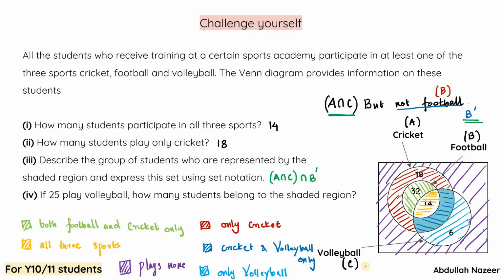And for the final question, if 25 play volleyball, how many students belong to the shaded region? So now it is given that n(C), the total number of students who belong to the set C, is 25, and we see that there are already 14 here and 6 here, which makes 20. So the number of students who fall into this teal colored shaded region should be 25 minus 20, which is 5. So the answer to this question is 5.